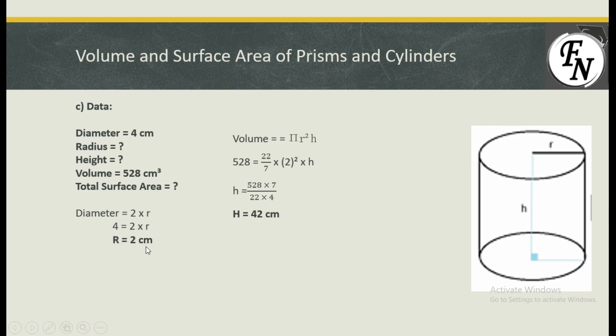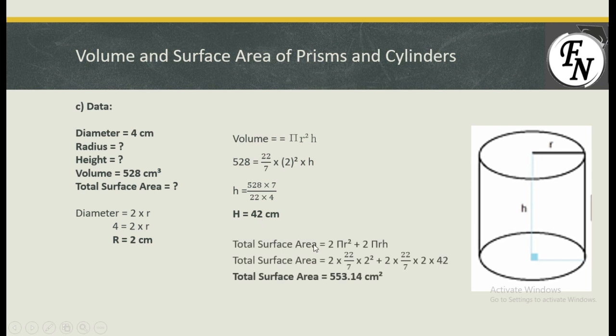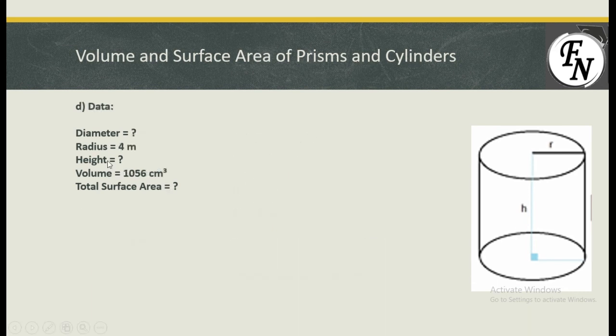Now we can substitute the radius and the height in the formula of total surface area, and we can obtain the value as 553.14 centimeters square. Now talking about the D part, where we have the radius and the volume. So this is a pretty simple case where we will just plug in the values. So here we will be just substituting the values, and we will be getting the answers. So let's talk about the solution. We have the radius, that is 4, and we will multiply it by 2 to get the diameter, that is 8 meters.